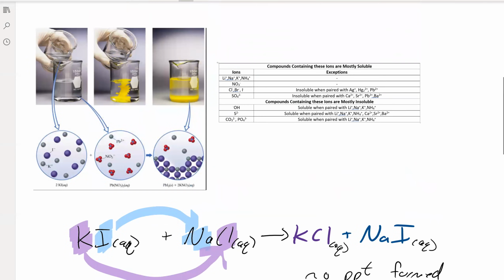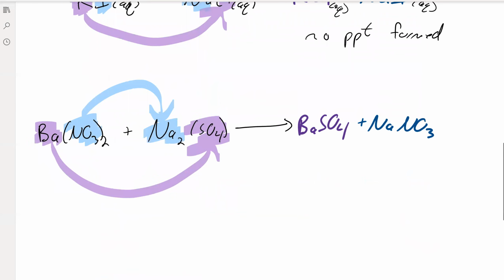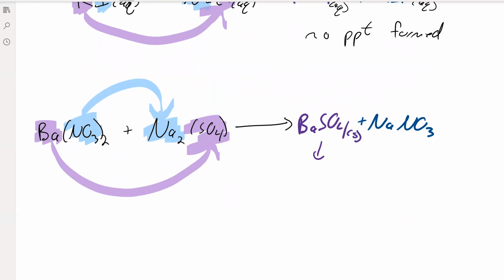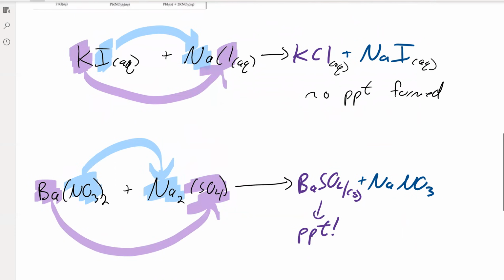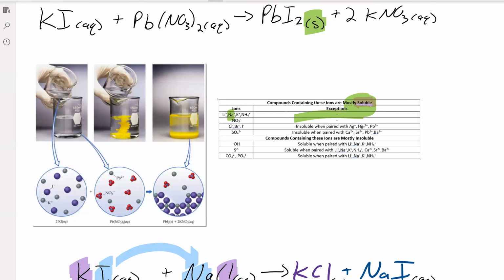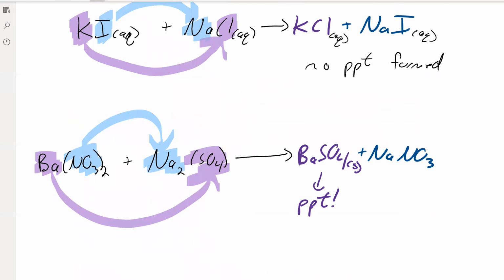So let's take a look at barium sulfate here. If I take a look at my ions, I don't see barium anywhere, but I do see sulfate. It's on the mostly soluble side, except when paired with calcium, strontium, lead, or barium, right? So we can see that's insoluble when paired with barium. So this indeed is a solid, and this is your precipitate that will form. And then you can check the other compound as well, sodium nitrate. Sodium is right there. It's always soluble. There are no exceptions. So that will stay as an aqueous solution. So this will indeed form a precipitation reaction. Note that overall my equation is not yet balanced. You can balance it on your own.